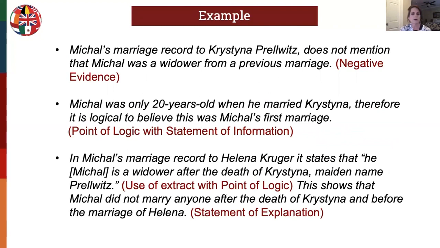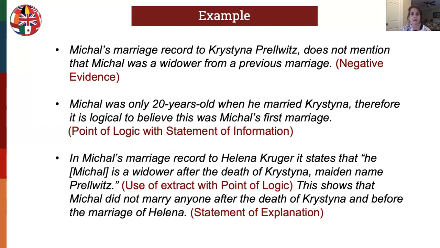Now we have some building blocks. Michael's marriage record to Christina Prelwitz does not mention that Michael was a widower from a previous marriage. So this is some negative evidence here. The second bullet: Michael was only 20 years old when he married Christina. Therefore, it is logical to believe that this was Michael's first marriage. This is a point of logic with a statement of information.